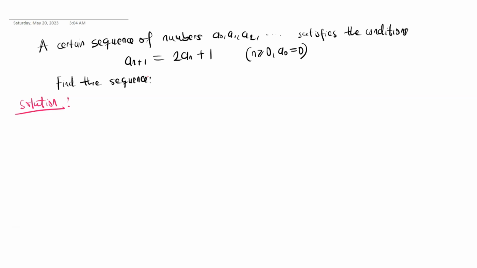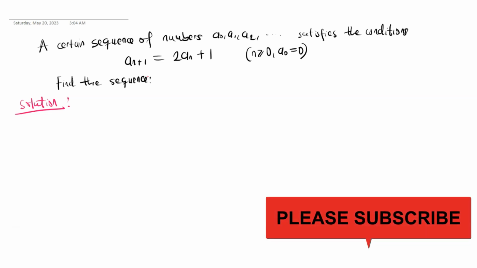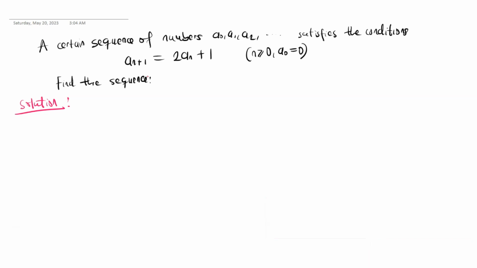Today in this video, we are told that a certain sequence of numbers a sub 0, a sub 1, a sub 2, and then going further satisfies the condition that a sub n plus 1 is equal to 2a sub n plus 1. We are told that n is bigger than or equal to 0 and a sub 0 is 0, and we are required to find this sequence.